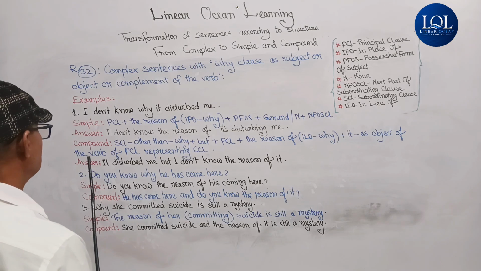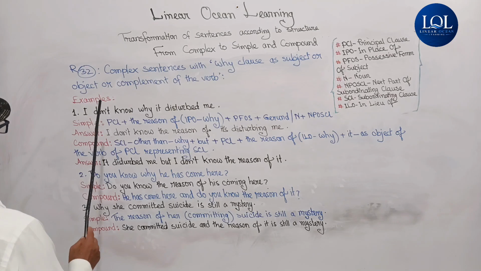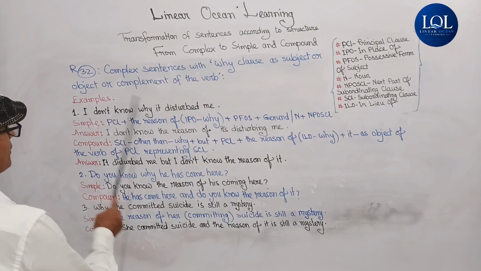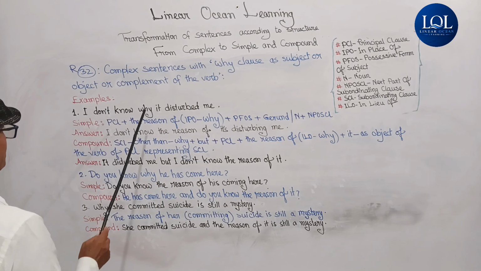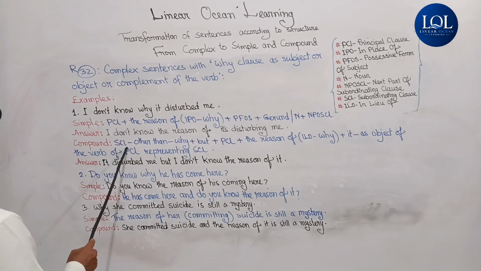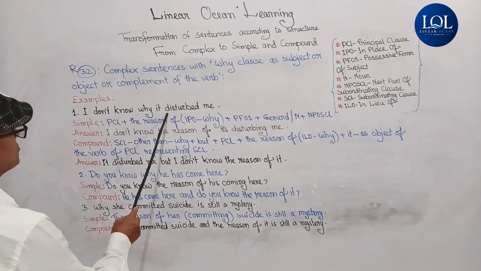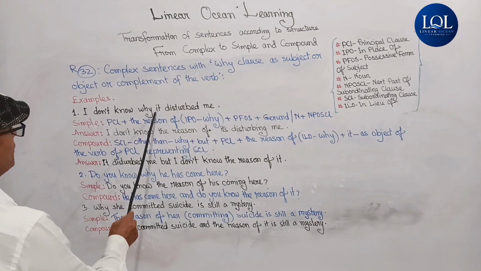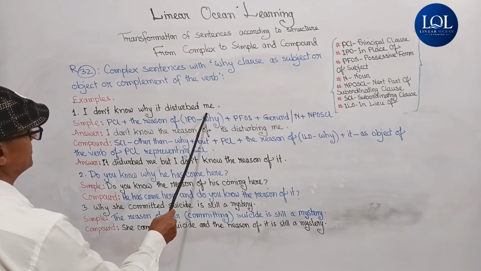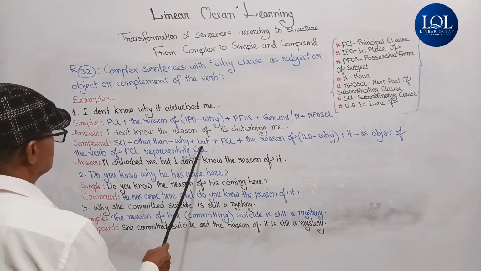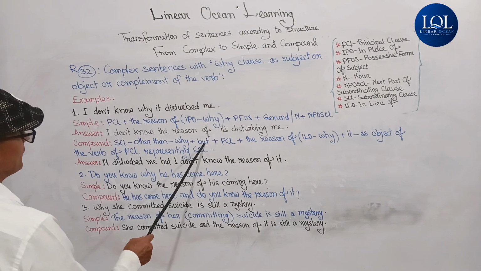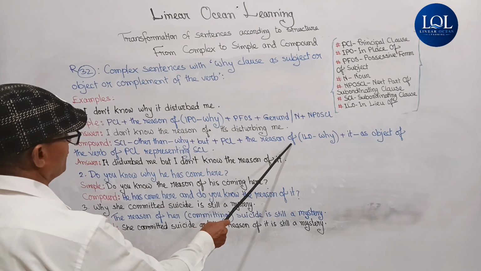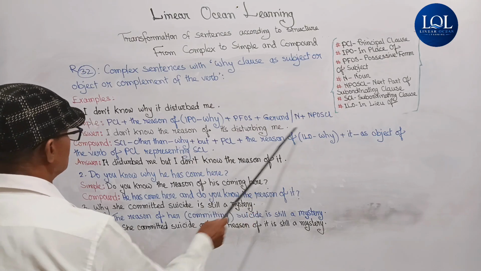Now if we want to transform the complex sentence with Why clause as subject or object or complement of the verb into a compound sentence, here the Why clause is functioning as the object of the verb. SCL means subordinating clause. Here the subordinating clause is "why it disturbed me". Other than why, that means except why, we have to write the subordinating clause here: it disturbed me, plus but, coordinating conjunction but, plus PCL, here "I don't know", plus the reason of, ILO, that means in lieu of why.